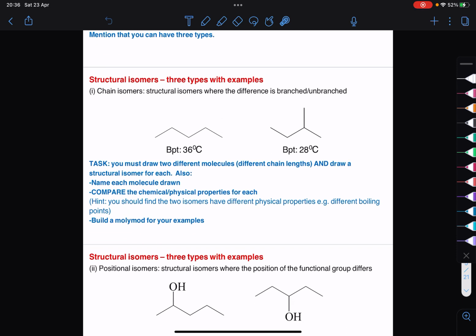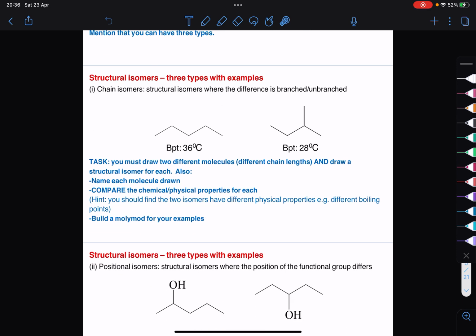So first of all, we have structural isomers. And the first one we're going to look at is a chain isomer. This is a structural isomer where the difference is branched and unbranched. So it's the same number of carbons and hydrogens, only one has a branch, like this, and then the other one does not. When I'm asking you guys to do this, again, I want you to pick a different amount of carbons than I've chosen and do a little bit of research on that.